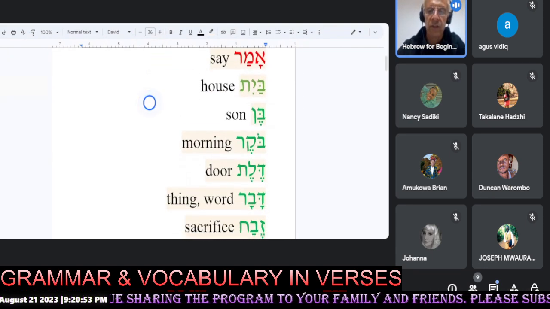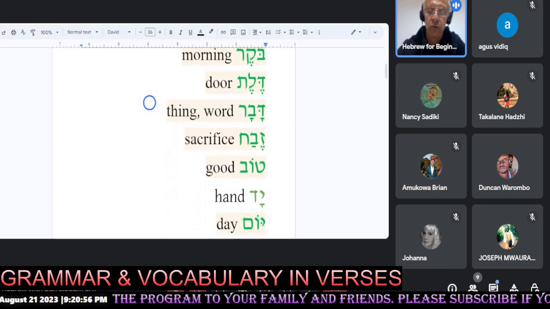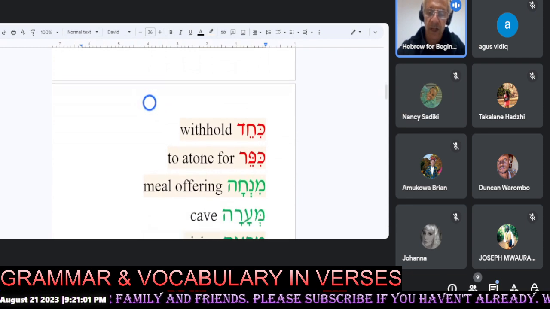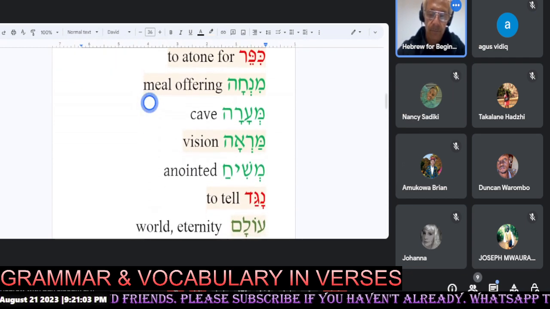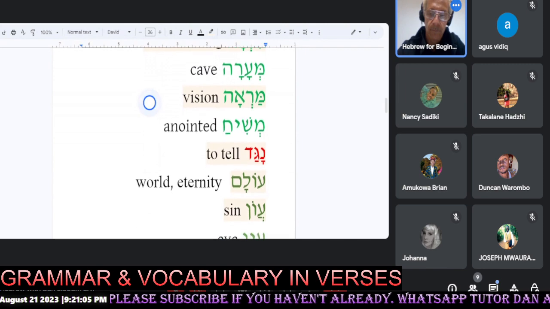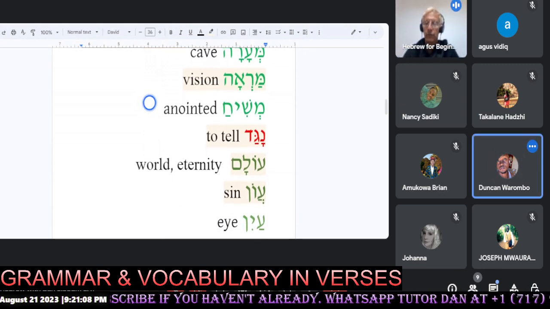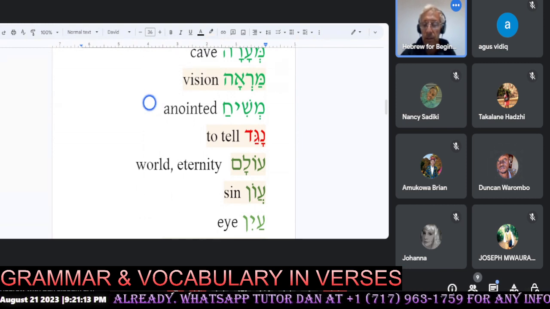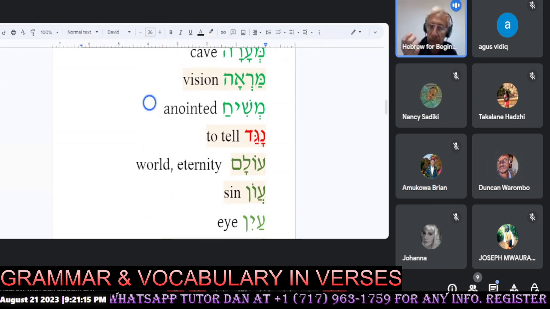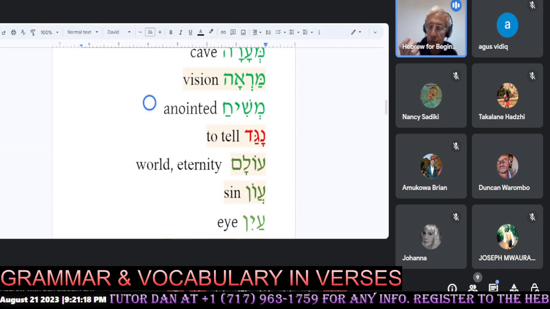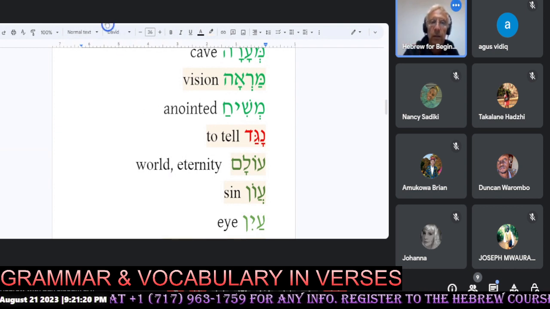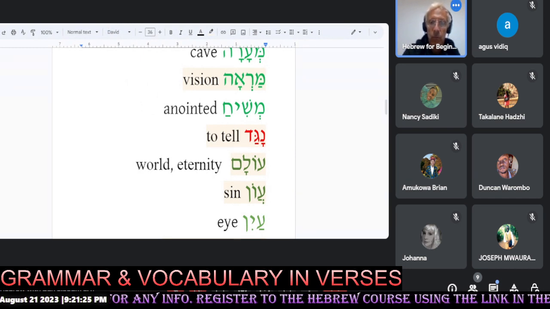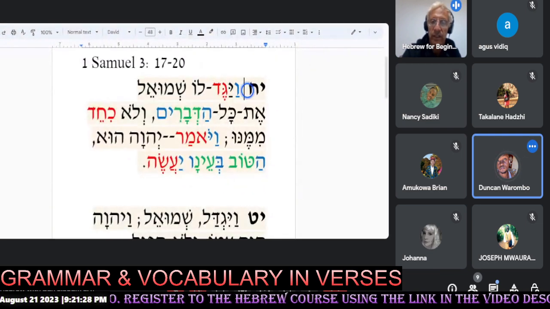So I'm scrolling slowly, and let me know when you see nun gimel dalet. You tell me when to stop. Yeah, I've seen it. And the meaning is kindly? To tell. Right. So armed with that information from our dictionary, nagad is the shoresh or root to tell. How is it used in the verse? Vayaged lo, Shemuel. Right, vayaged lo.